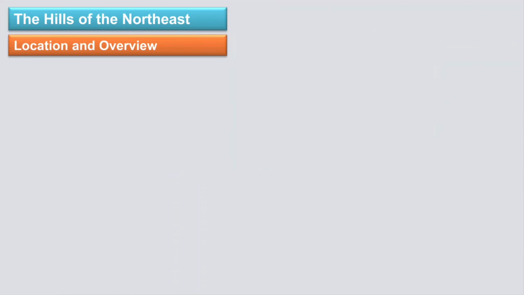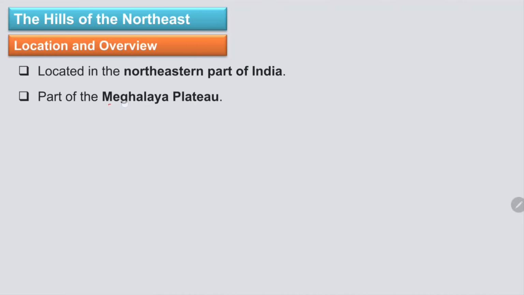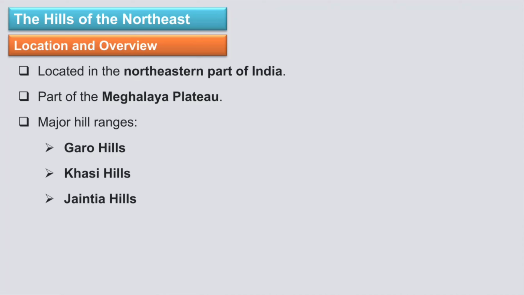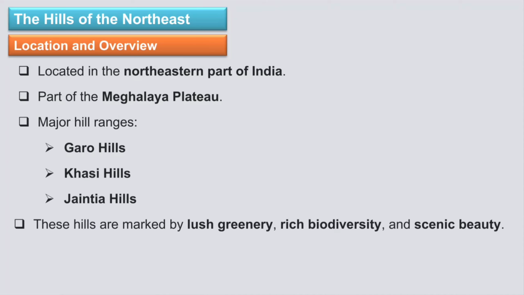So next we have the hills of the northeast, okay. This is your last topic and we are about to complete your summary, okay. These are located in the northeastern part of India, parts of the Meghalaya plateau, okay. We'll now go to Meghalaya. And what is the capital of Meghalaya? Shillong, okay. Major hill ranges: Garo Hills, Khasi Hills and Jaintia Hills, okay. And these hills are marked by very lush greenery, rich biodiversity and scenic beauty, okay.